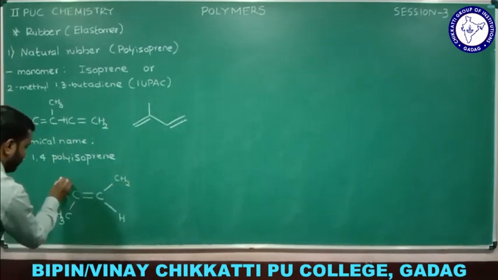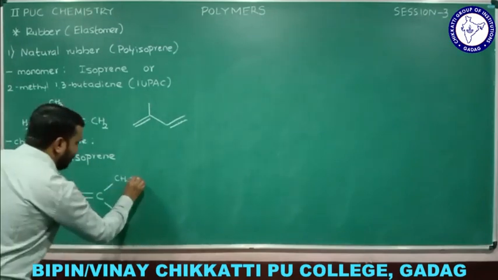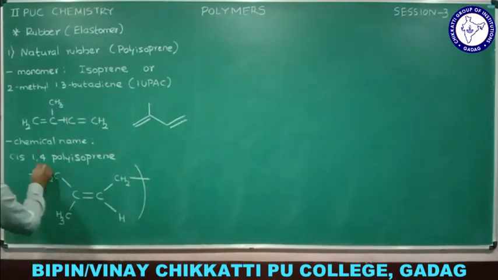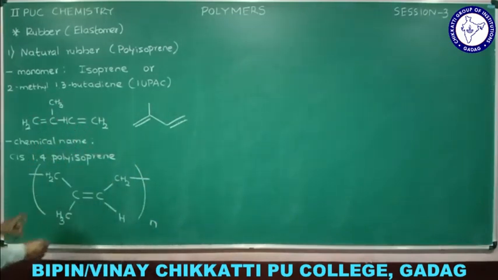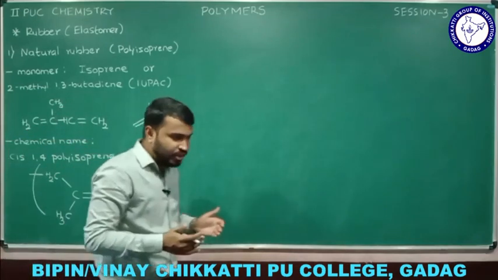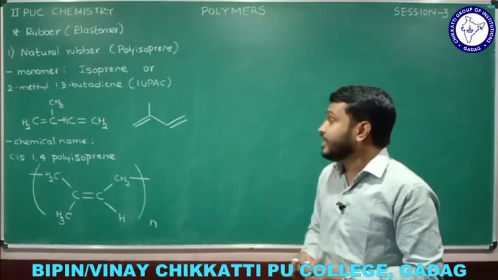We know that, CH2, and here we have CH2. It will extend from here and it will extend from here. I will place the braces and I am going to write n here. This will be the repeating unit, and this repeating unit will repeat on the left side as well as the right side, so that we get the complete structure of a polymer, that is the natural rubber.